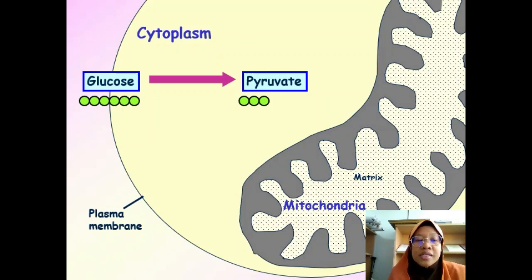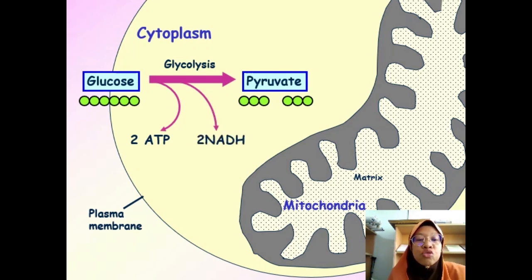When you break a 6-carbon compound into a 3-carbon compound, you will get 2 molecules of pyruvate. This pyruvate is produced in the cytoplasm. So this process is known as glycolysis. During this process, you will produce 2 molecules of ATP and 2 molecules of NADH, which is very important in order to produce ATP later on. Alright?